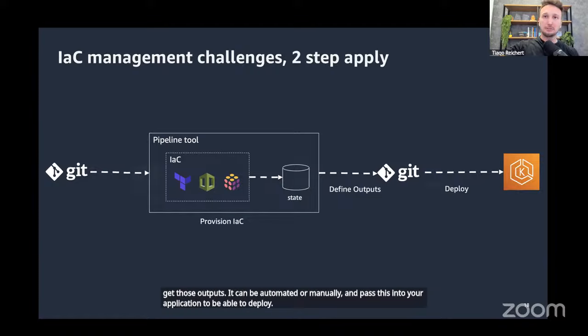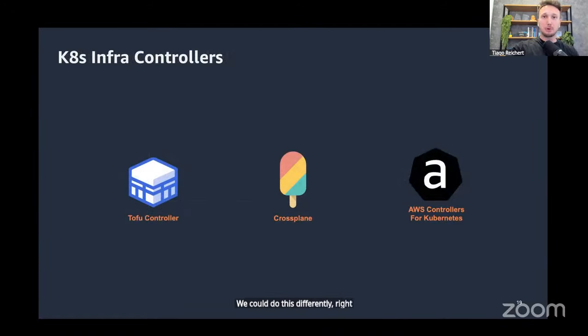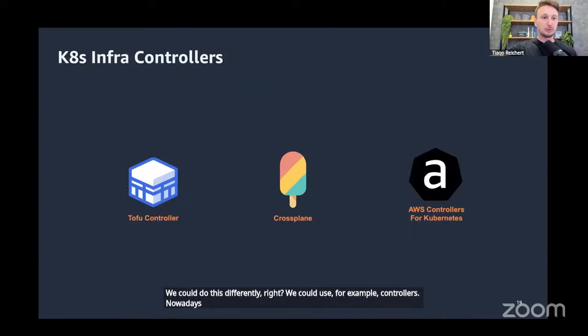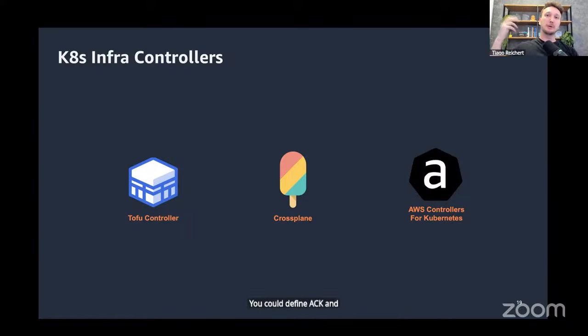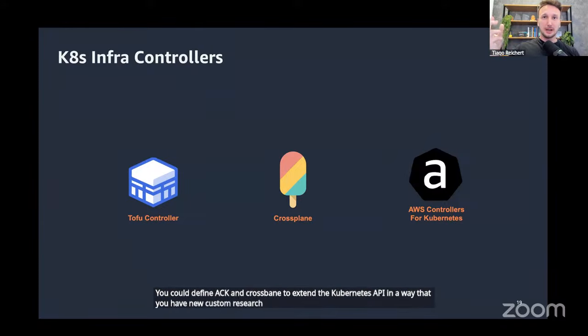We could do this differently, right? We could use, for example, controllers. Nowadays, we have controllers for Kubernetes that allow you to deploy infrastructure. Let's take ACK and Crossplane as an example. You could define ACK and Crossplane that extend the Kubernetes API in a way that you have new custom resource definitions, and you can create new custom resources that define infrastructure. So, well, I said a lot of buzzwords here.